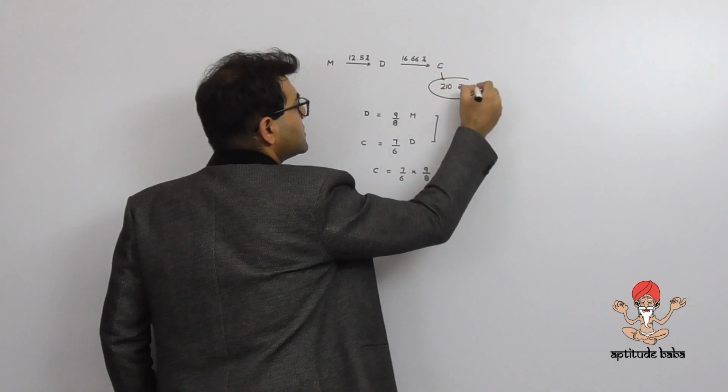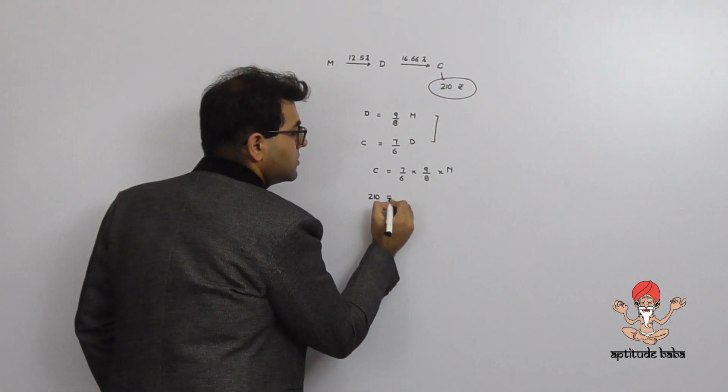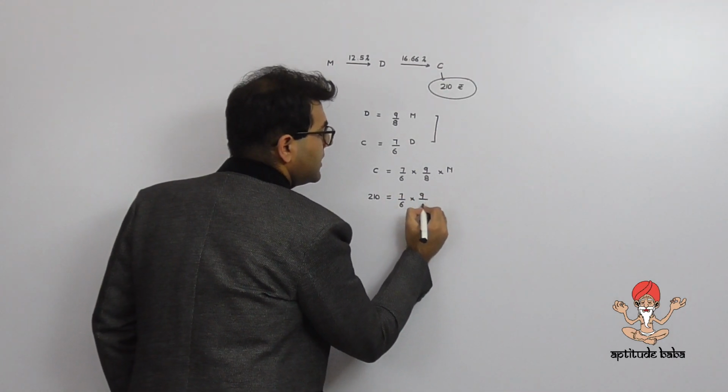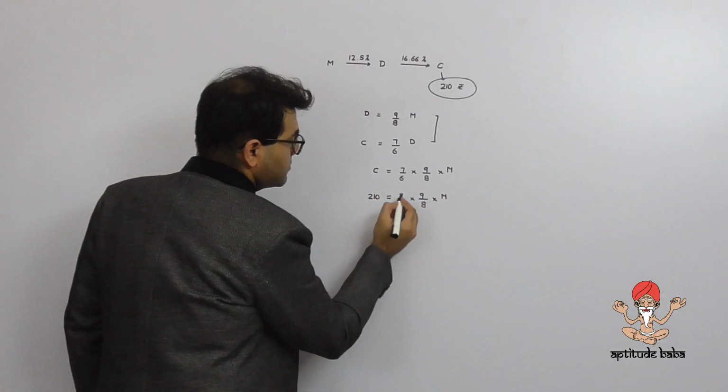इस क्वेश्चन में मुझे कस्टमर का प्राइस गिवन है, सो यहां पर मैं 210 सब्स्टिट्यूट कर सकता हूं. सो 210 इज इक्वल्स टू 7/6 इंटू 9/8 इंटू द कॉस्ट ऑफ मैन्युफैक्चरर. इसका सॉल्व कर लेते हैं.